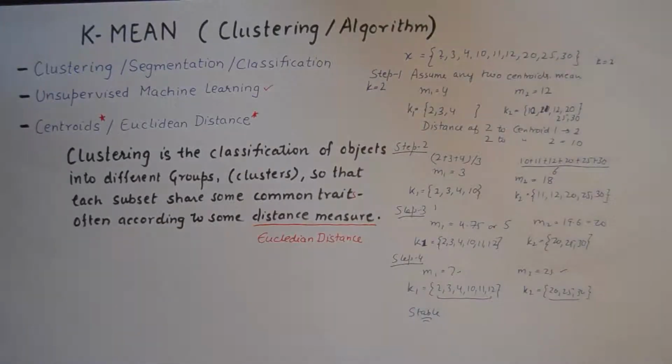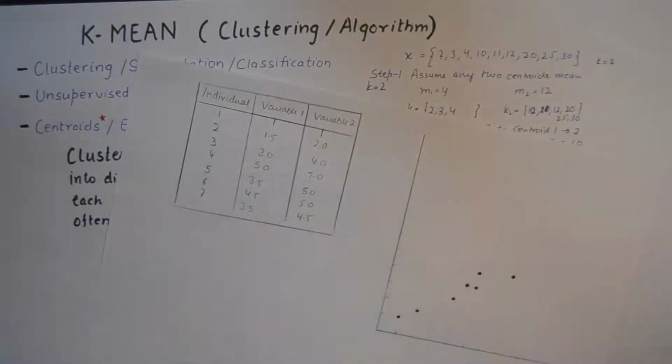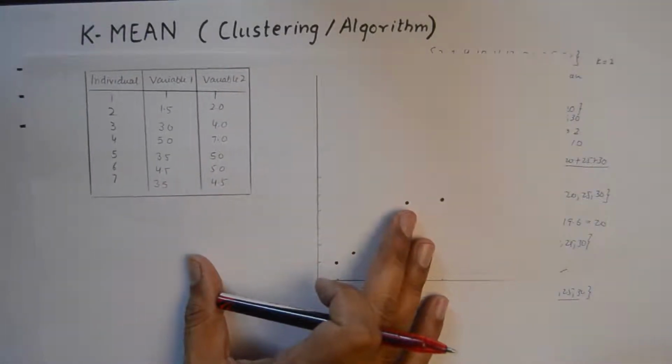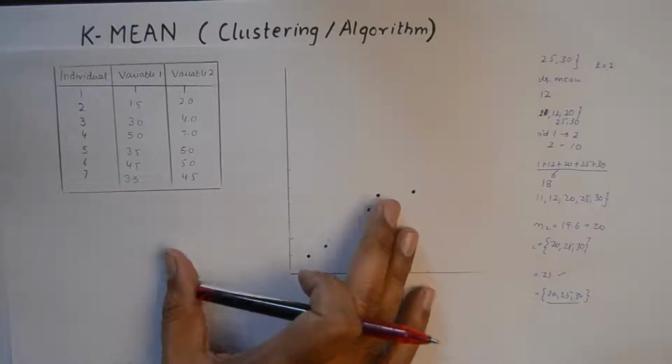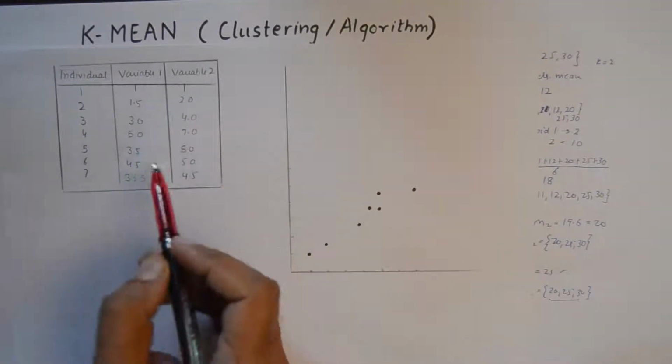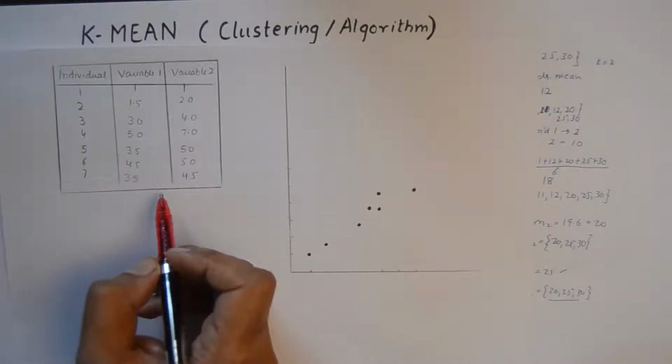So if you have not watched my previous video, I highly recommend that you do that first so that things become clearer. Although I'll be solving this numerical also step by step with all the steps in the algorithm. So the problem that we have in hand is: I have this data set with these individuals having values for variable 1 and variable 2 given in this table.